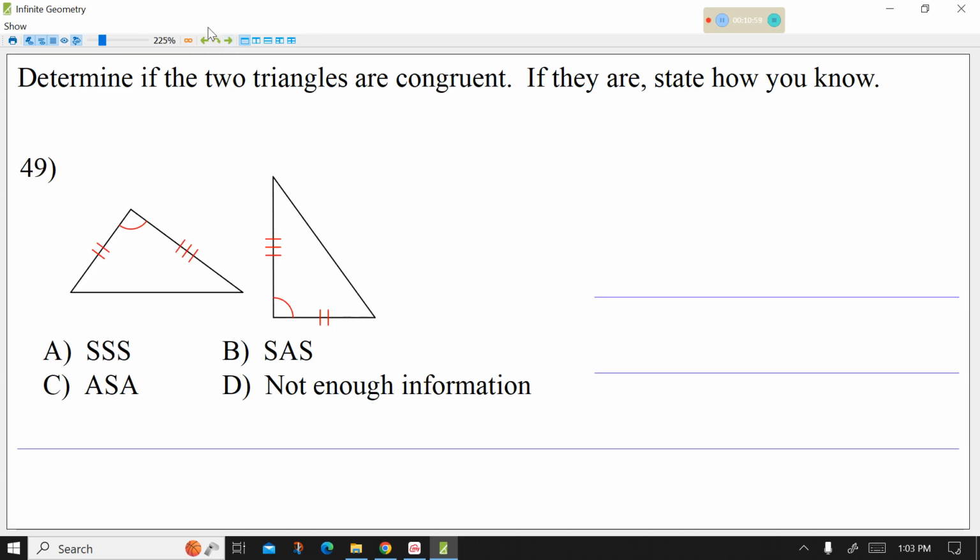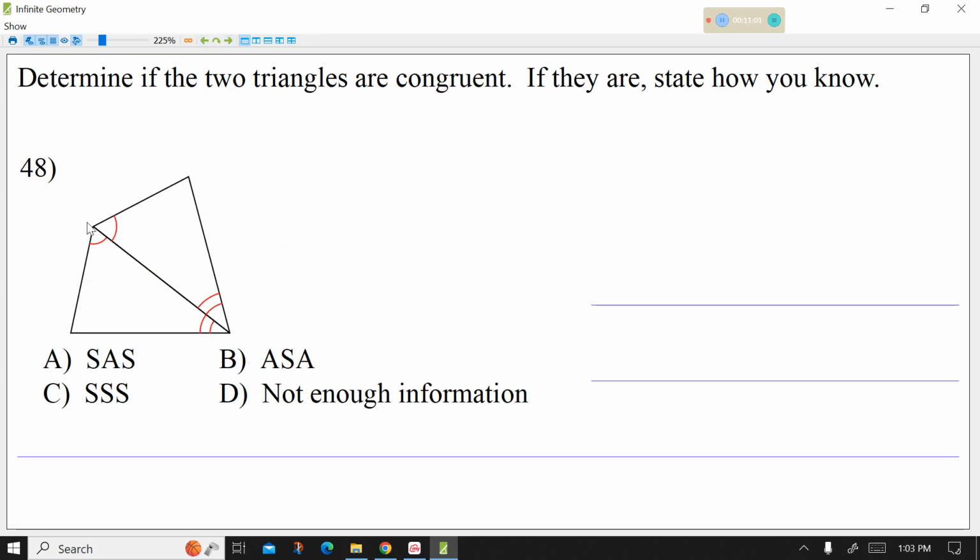All right. So on number 48, we have a common side. And if we put it here, we should be able to see that that's the included side from both of these angles, right? This side in the middle is in both of them. So our answer here is going to be angle side angle, okay? And you should be able to start getting these a little quicker, all right?